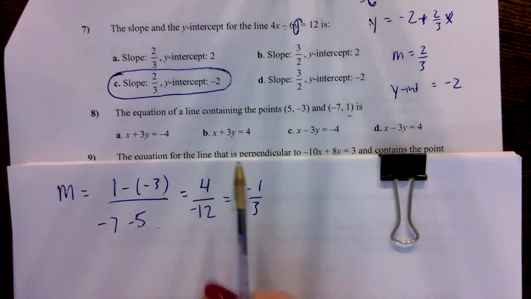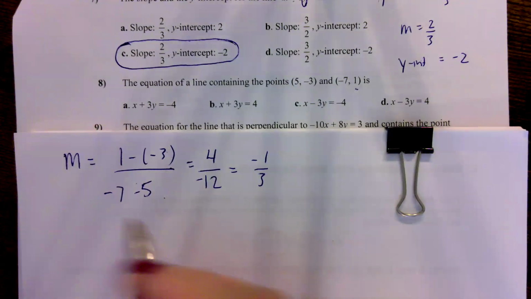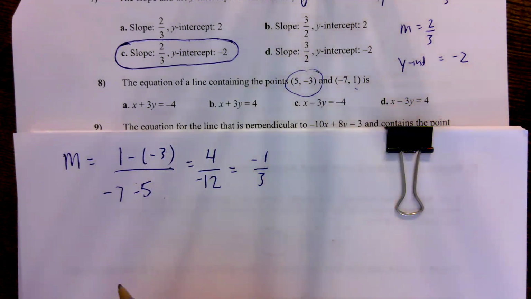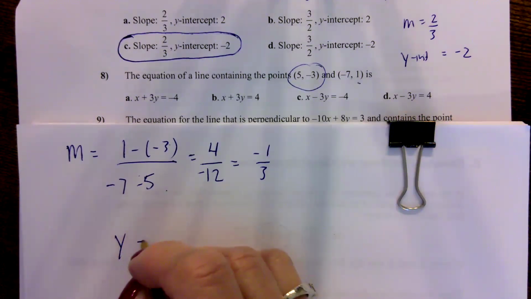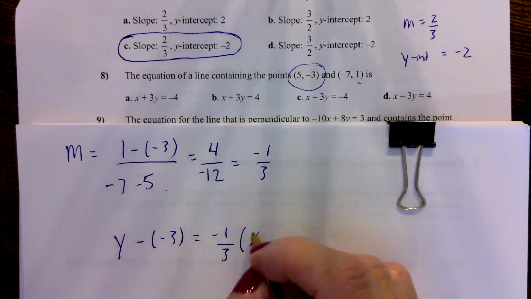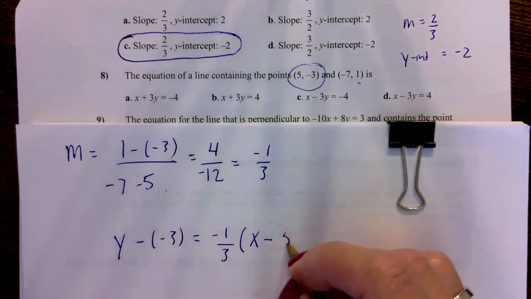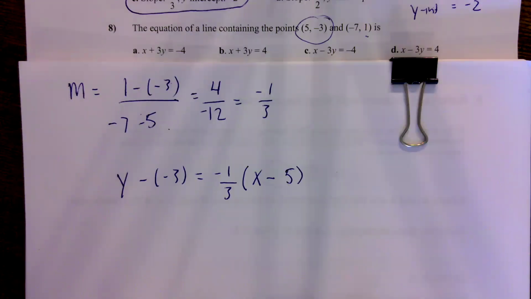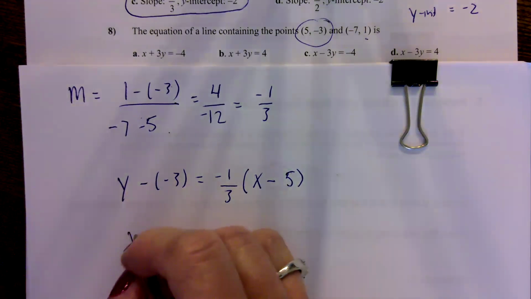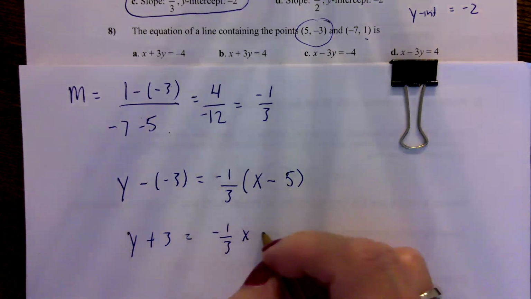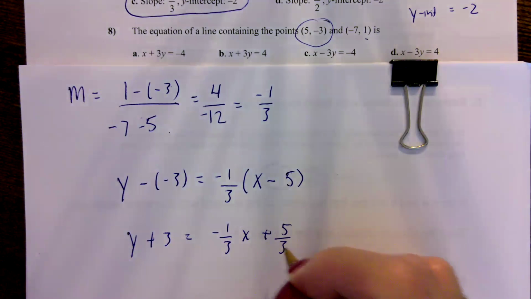And then I'm going to put it into the point slope form. You can choose either point that you want, but I'm going to choose this point here, 5 and -3. So it's going to be y subtracting -3 equals the slope times x subtracting the x, which is 5. This is y plus 3 equals -1/3 x plus 5/3.